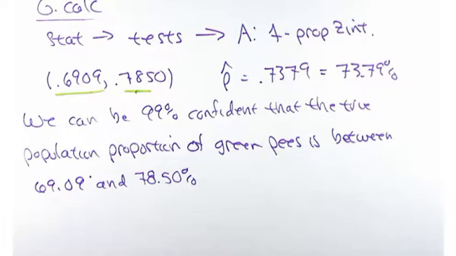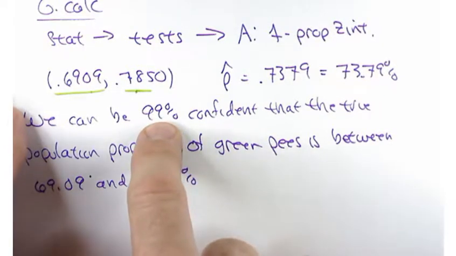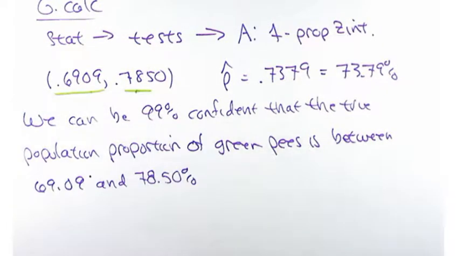But we can have a level of confidence in our procedure. And that's what that 99% reflects. Is that, 99 times out of 100, this will contain the population parameter.